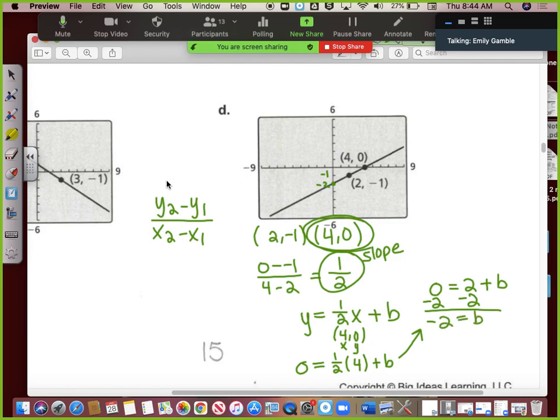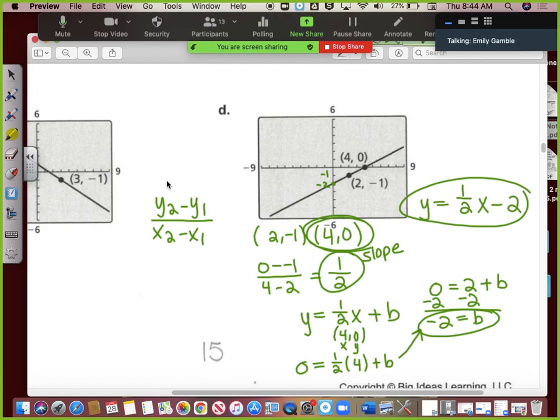And I can verify that the y-intercept is at -2. So I have here that the y-intercept is -2. I have my slope as 1/2. So putting everything together then in slope-intercept form, my final equation would be y equals 1/2 x minus 2.